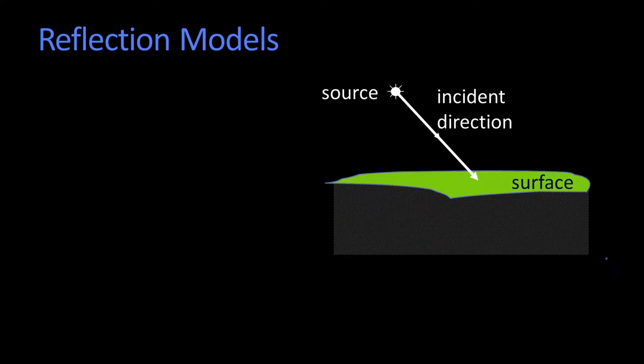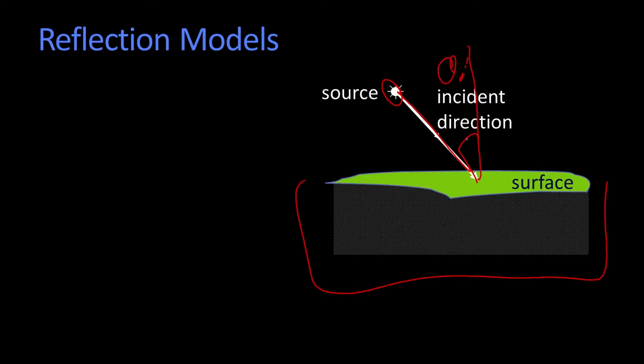Let's talk about reflection models. Here we have our surface, and we have our incident light coming in. It's coming in some particular direction, and this will be some theta I, which is the tilt off of the surface normal.